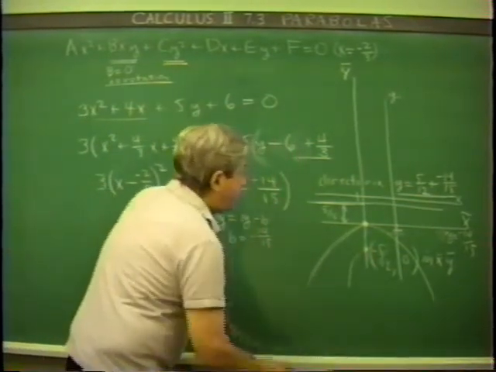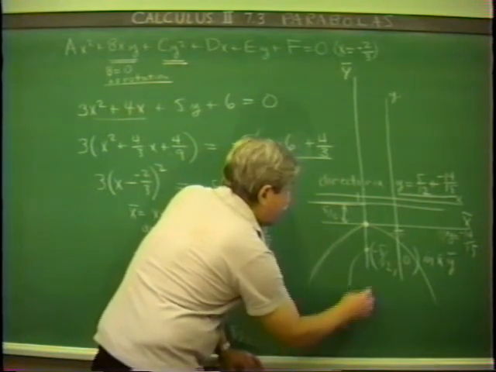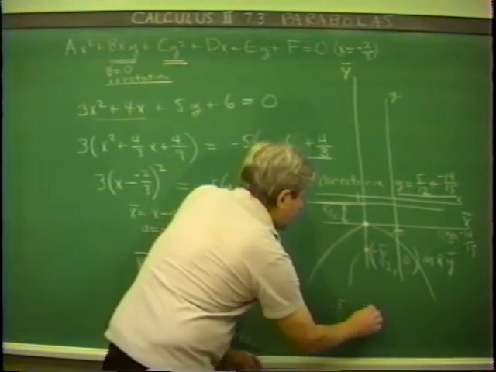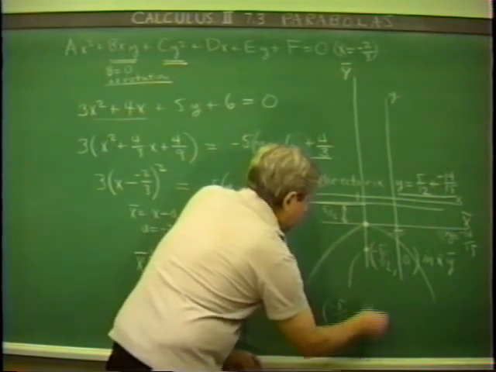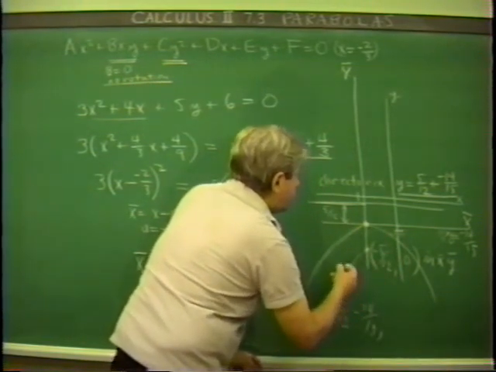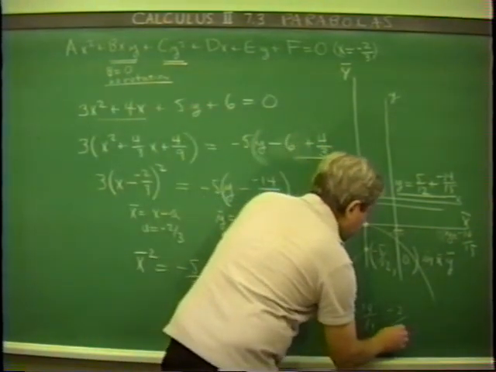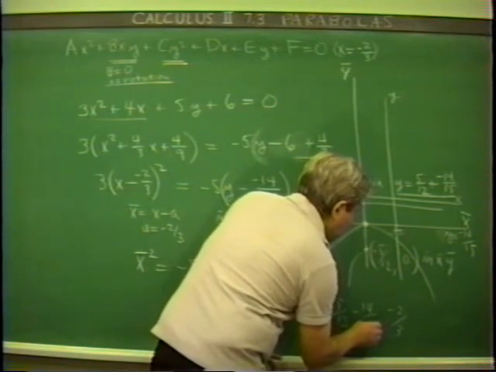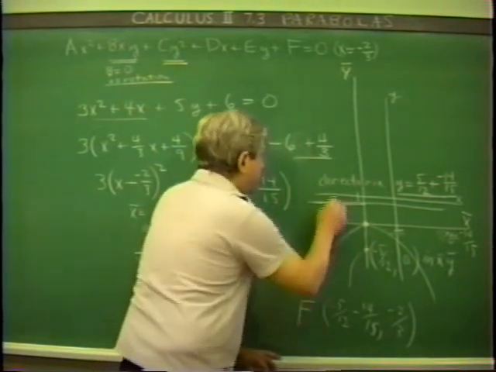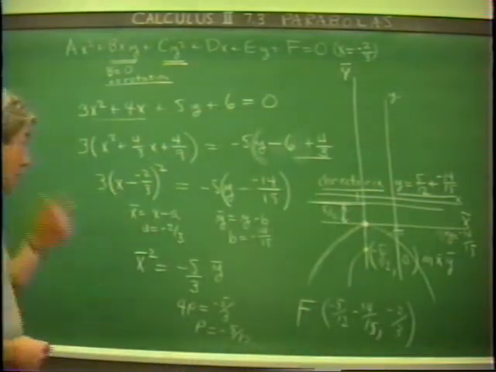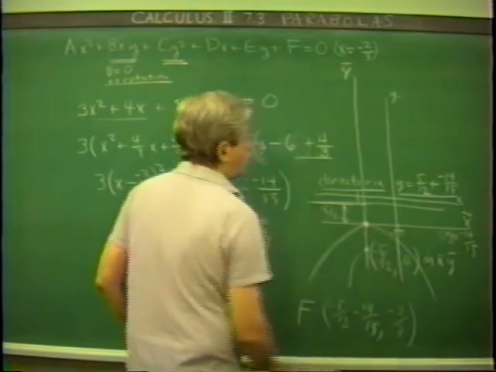So that's the equation of the line in the xy coordinate system. This point in the xy coordinate system is going to be minus 5/12 minus 14/15. It's 14/15 down here. And the x coordinate is going to be minus 2/3. So this is the focus here. This is the directrix up here. And the graph is going to be something like this.